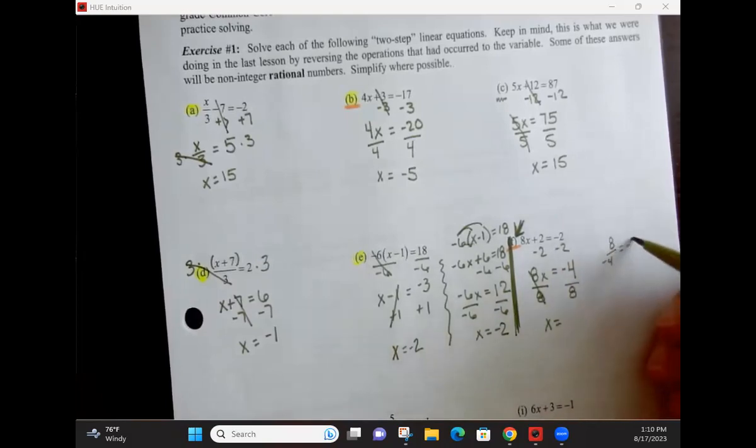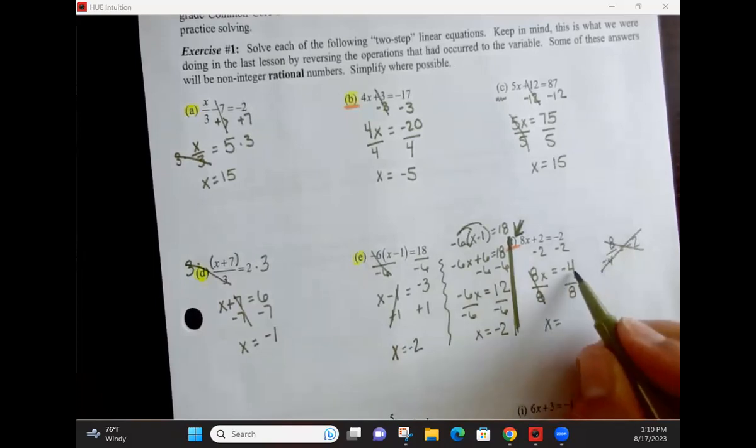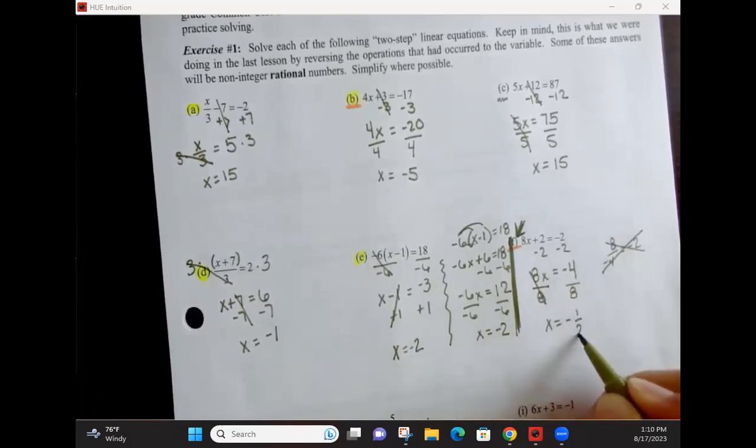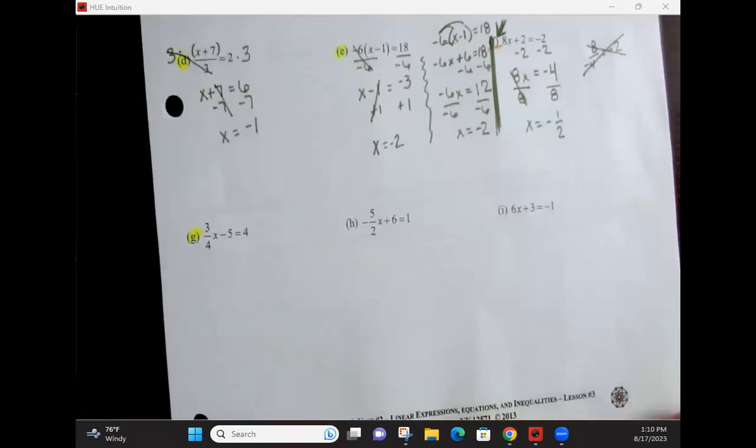8 divided by -4 is -2, but that's not what we have here. We have -4 divided by 8. That would be -1/2. Very good. We're going to look at one more on this front page. Pop down to G for me.